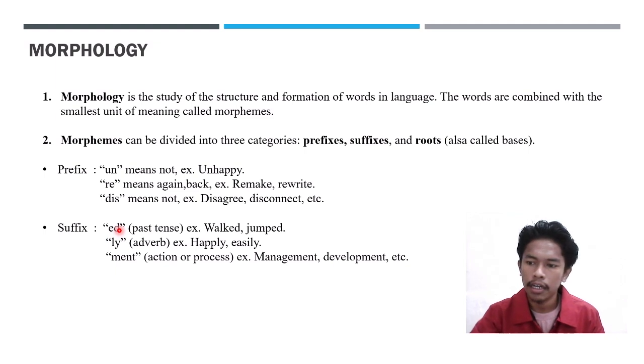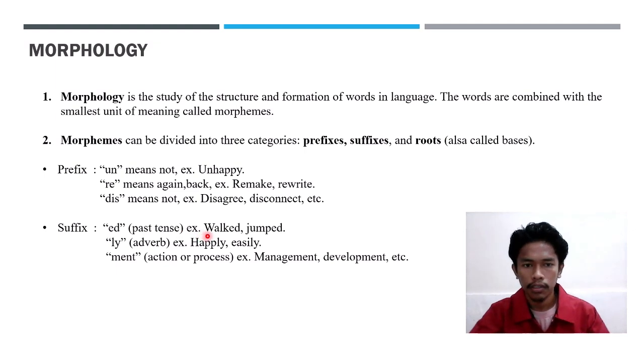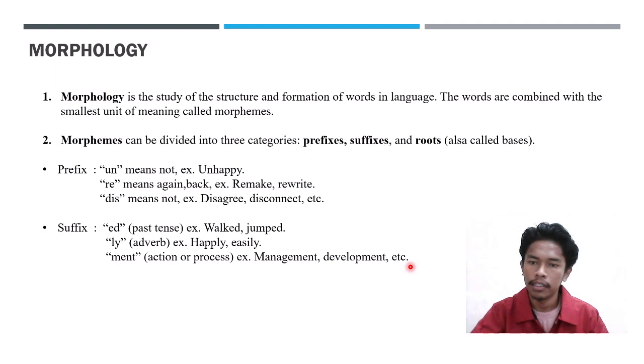Put at the end of the word, but here -ed is actually the past tense, for example walked, jumped. Then -ly, we know it as an adverb, for example happily, easily, and so on. Then -ment implies action or process, for example management, development, and so on.